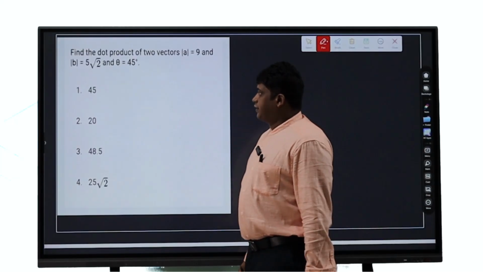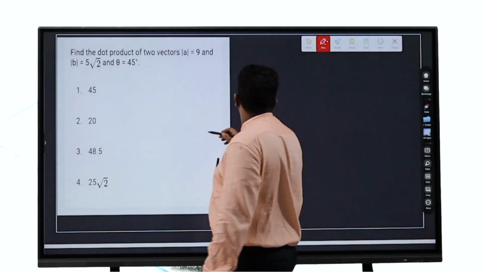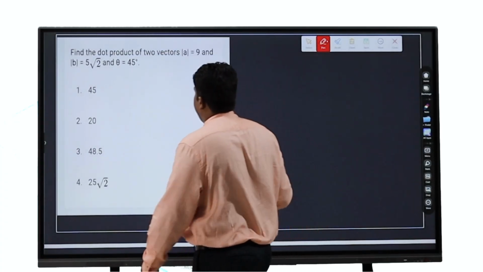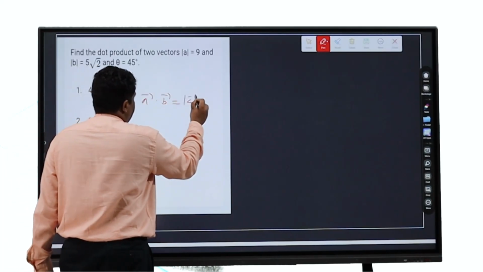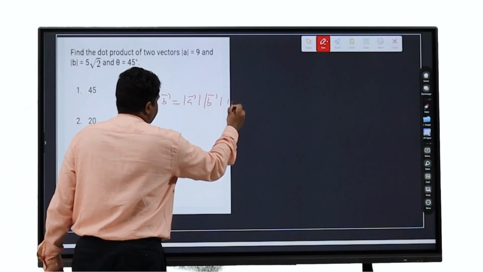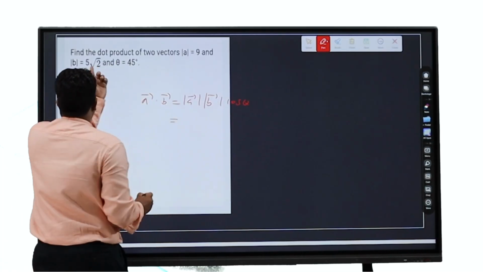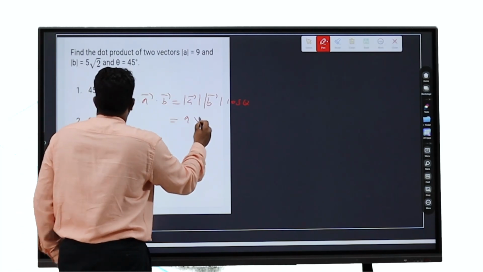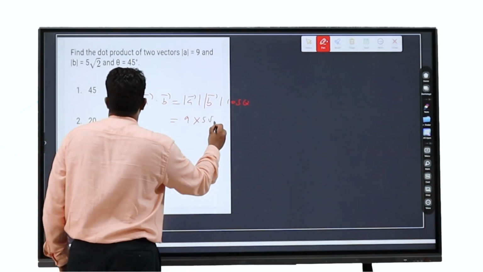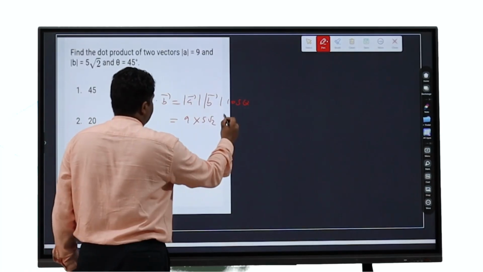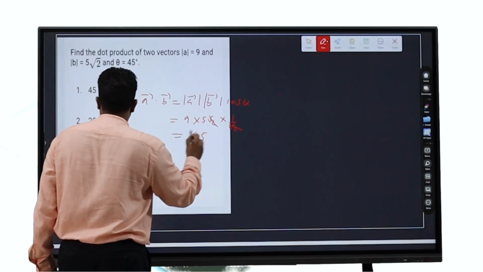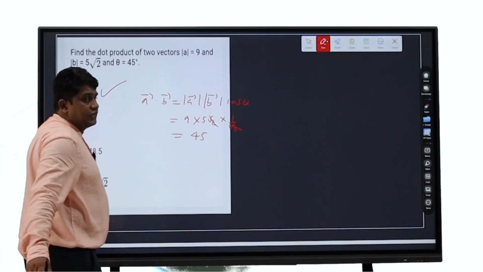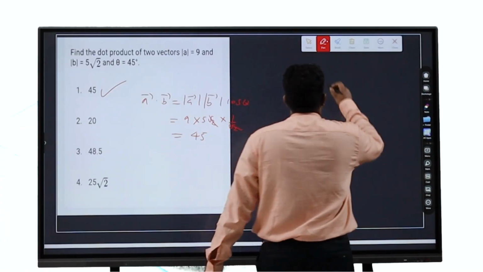Find the dot product of two vectors. There is a question: how can we find A dot B? A dot B is equal to the magnitude of A into the magnitude of B into cos theta. Here the magnitude of A is 9, the magnitude of B is 5 root 2, and theta is 45 degrees, cos 45 is 1 by root 2. Root 2 can be cancelled, so 45 is the answer. Option A is correct.